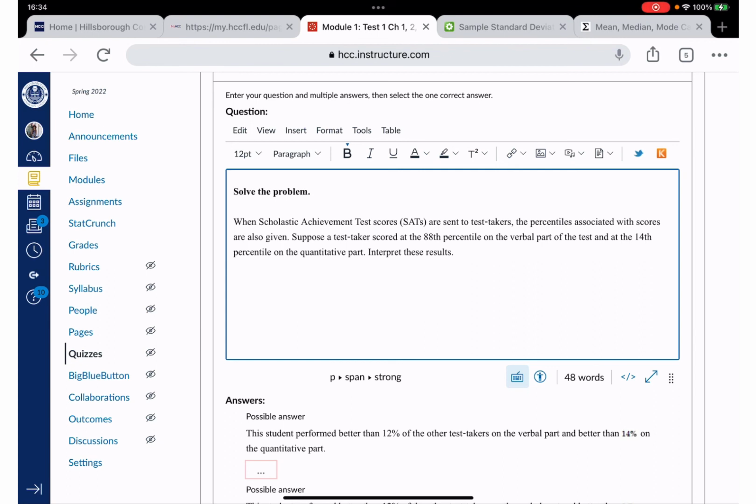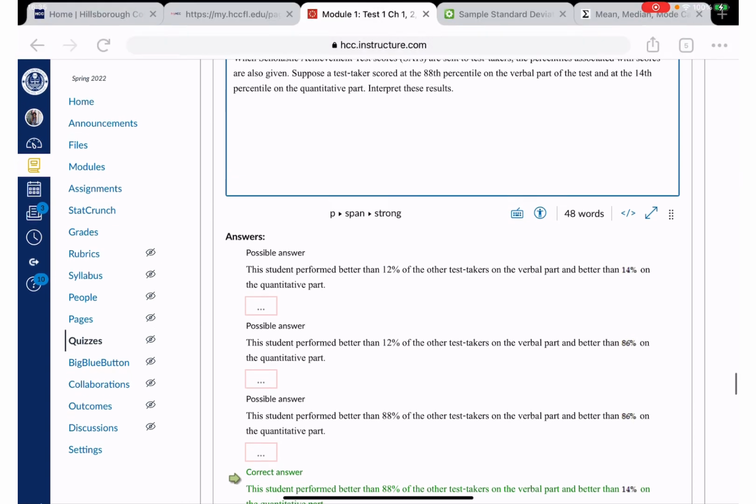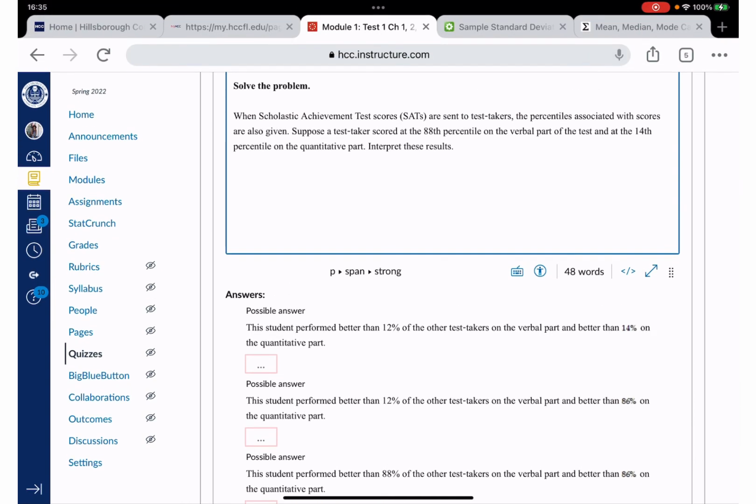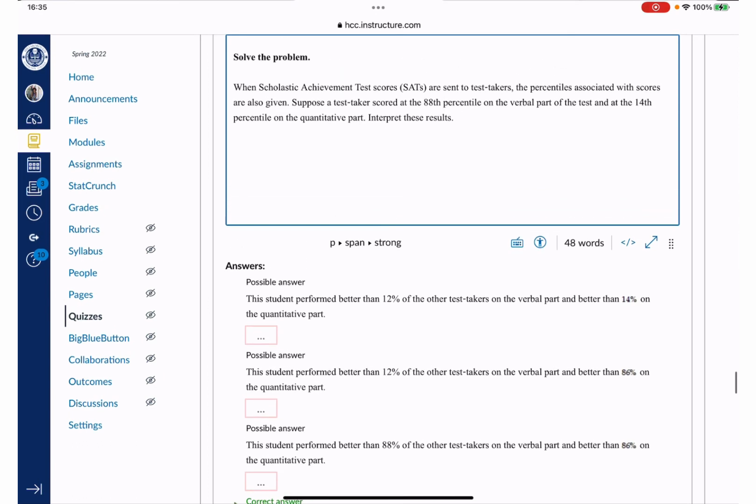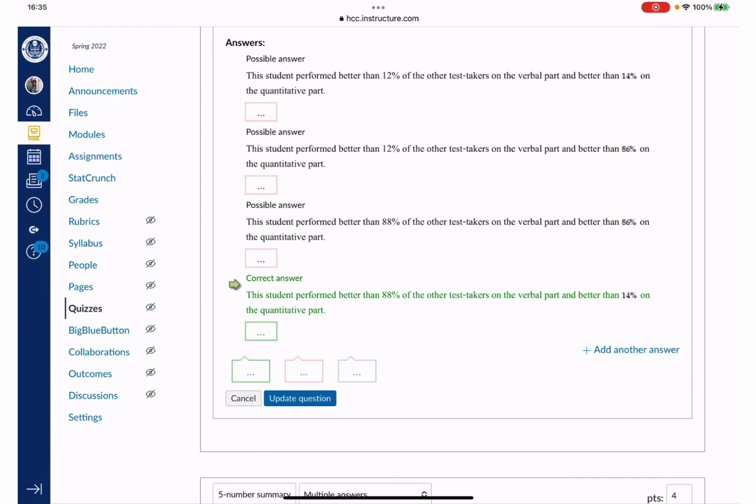When SAT scores are sent to test takers, the percentiles associated with the scores are also given. Suppose a test taker scored at the 88th percentile on the verbal part of the test and at the 14th percentile on the quantitative part, and we need to interpret. So which one is going to be? Let me see. The student performed better than 12%. Where is 12%? We don't even have 12% there. We have 88 and 14. So the student performed better than 88. That's true. And better than 86? No, so it's going to be this one: better than 88 and better than 14 on the quantitative part.